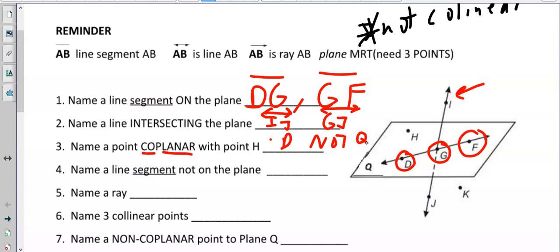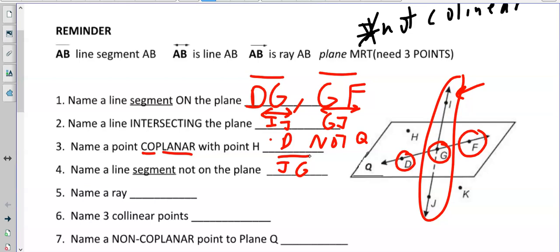All right, number 4. Name a line segment that's not on the plane. So therefore, we need to use this and pick any 2 letters, like JG. Kind of like number 2. Okay, but instead of the arrows, we just put that. Okay?